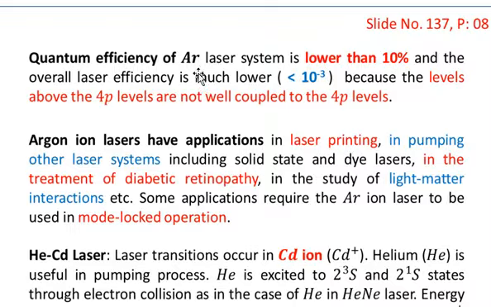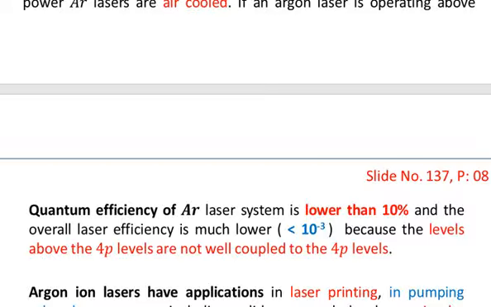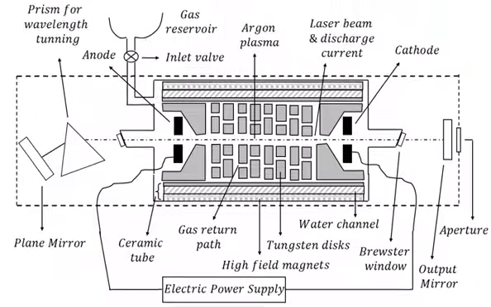Quantum efficiency of the argon laser system is lower than 10%, and the overall laser efficiency is much lower, that is lower than 10 to the power minus 3, because the levels above the 4p levels are not well coupled to the 4p levels. That is, all the levels above the 4p levels.